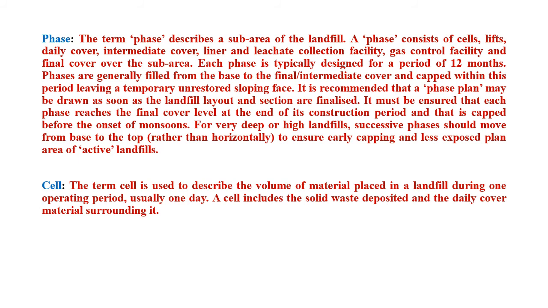sub area. Okay, so it's a sub area, and usually, as I said, a phase will consist of all the cells, lifts, the daily cover, the intermediate cover, the liner system, the leachate collection facility, gas control facility, and final cover. So obviously, when you have an intermediate cover, daily cover and all, I had earlier explained that your leachate collection facility and gas collection or control facility will be embedded within these cover systems and liner systems itself.